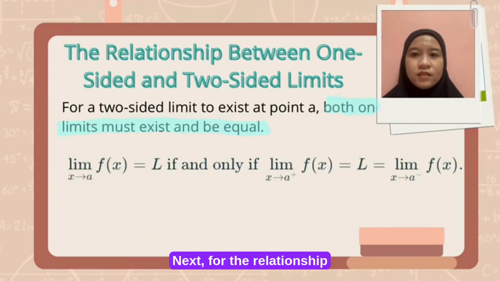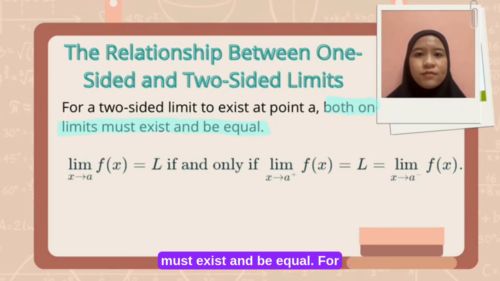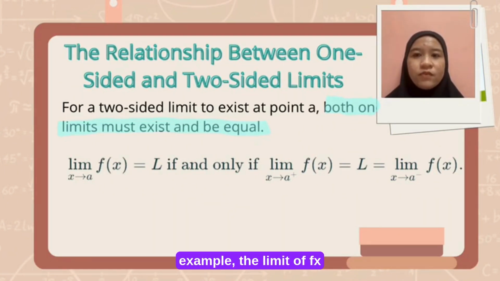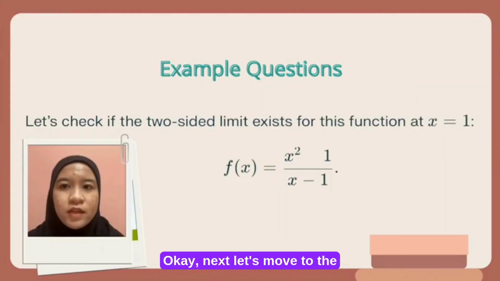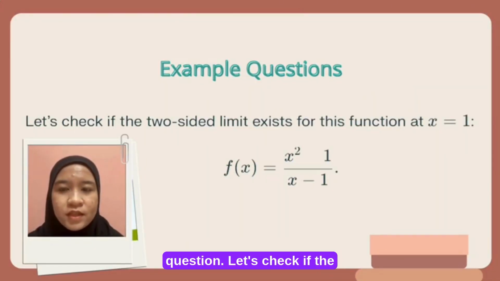Next, the relationship between one-sided limits and two-sided limits. For a two-sided limit to exist at point a, both one-sided limits must exist and be equal. For example, the limit of f(x) as x approaches a from the positive side is equal to L, and it is also equal to the limit of f(x) as x approaches a from the negative side.